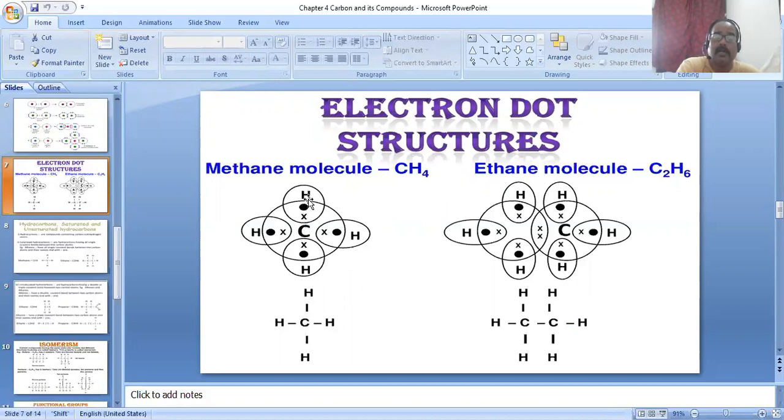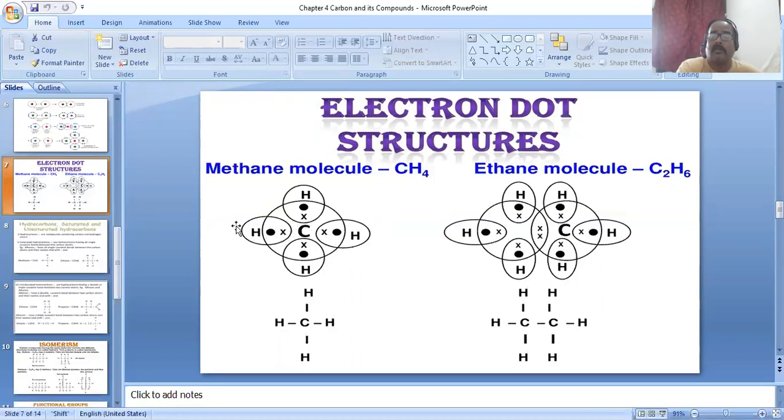Here hydrogen, the total number of electrons is 1. So this 1 electron, the hydrogen valence electron, is represented here by a dot, just like you see here. This is the second hydrogen atom, this is the third hydrogen atom, and this is the fourth hydrogen atom. And carbon, the total number of valence electrons is 4, and these 4 valence electrons are represented by crosses like that, 1, 2, 3 and 4.